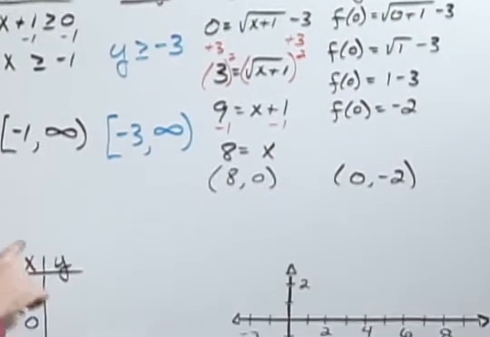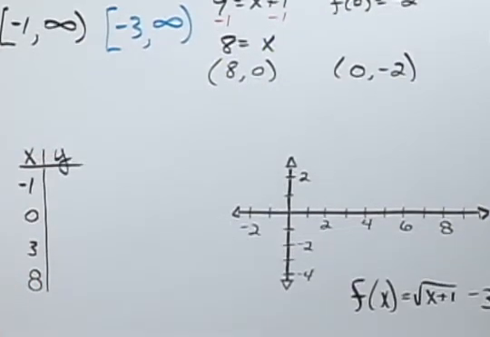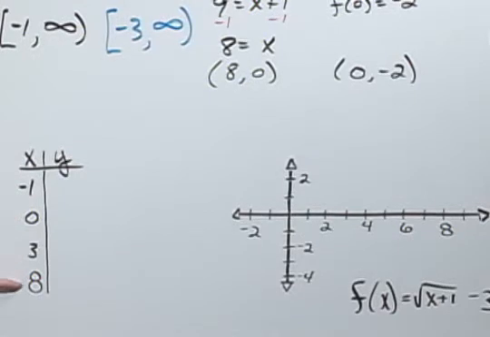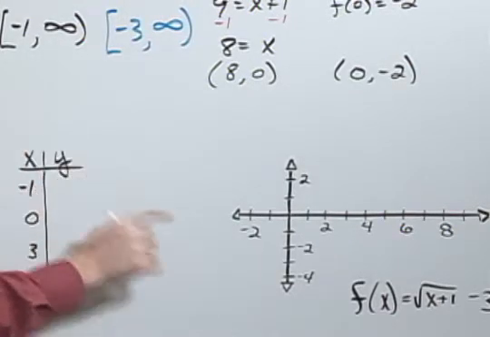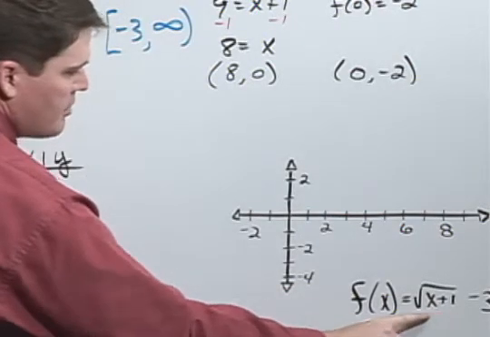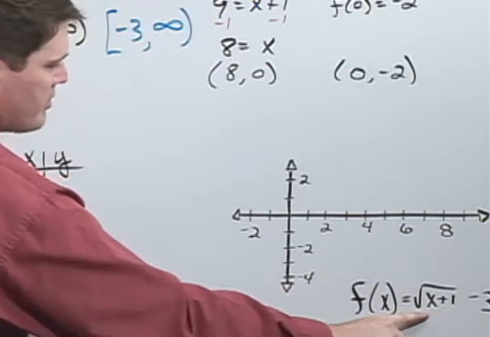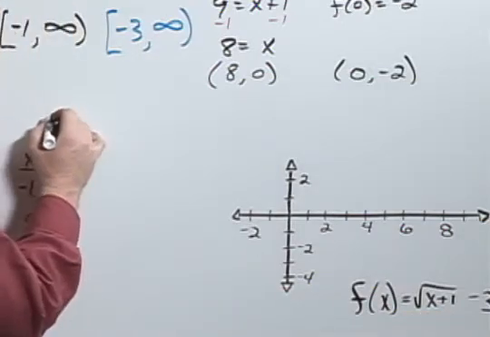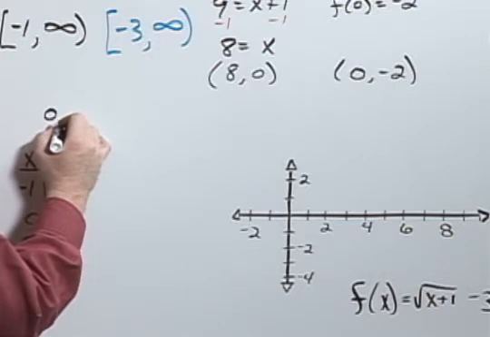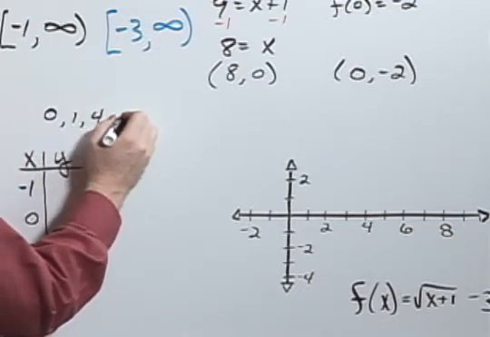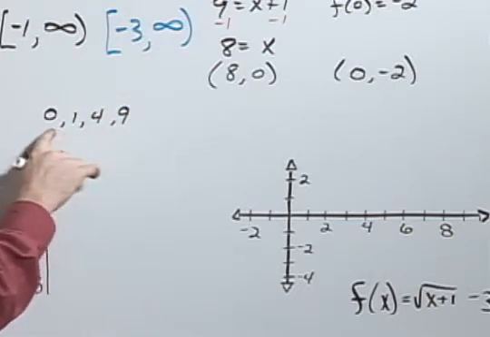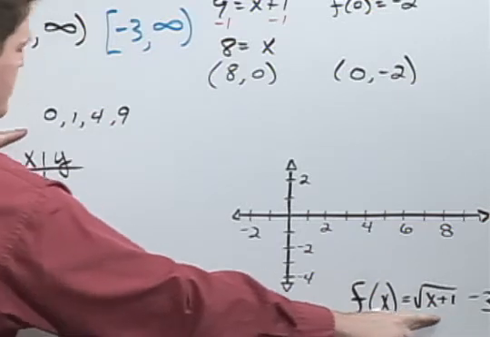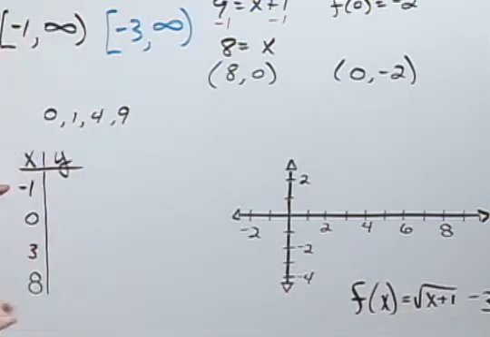When I go to graph this, I want to create a table, which I used negative 1, 0, 3, and 8 because I was thinking about which values would be perfect squares. The values that would make my radicand 0, 1, 4, and 9 would be negative 1, 0, 3, and 8. That's why I chose those.